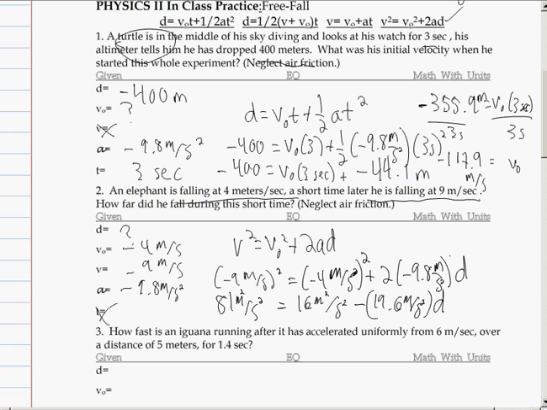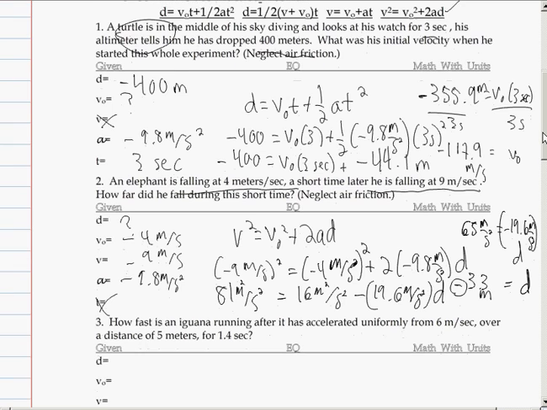Well, 81 minus 16 will just give me 65. Is that right? Yeah, that's right. So it'll be 65 meters squared per second squared equals negative 19.6 meters per second squared, all times d. I divide 65 by negative 19.6, and I get, I think it's negative 3.3 meters. Remember, it's negative because it's falling down.